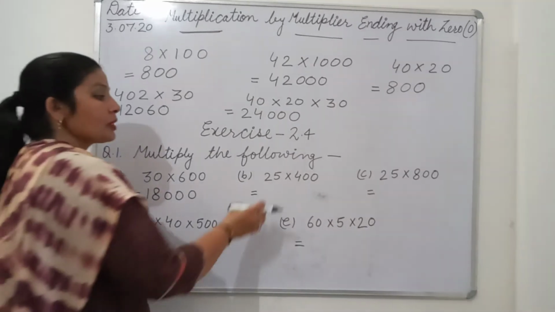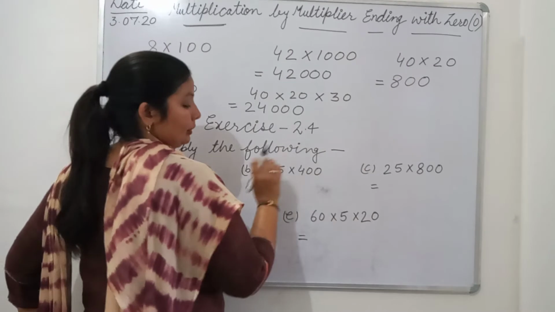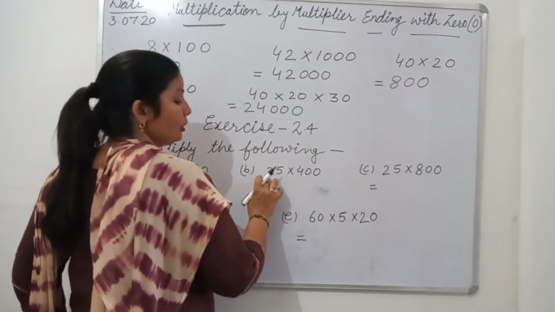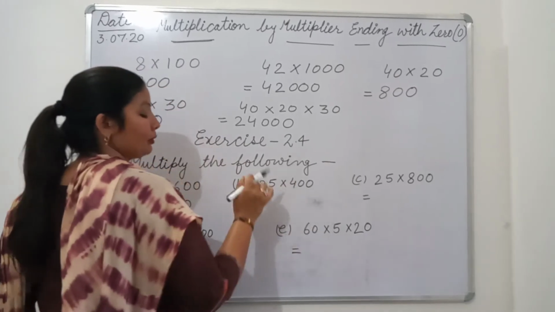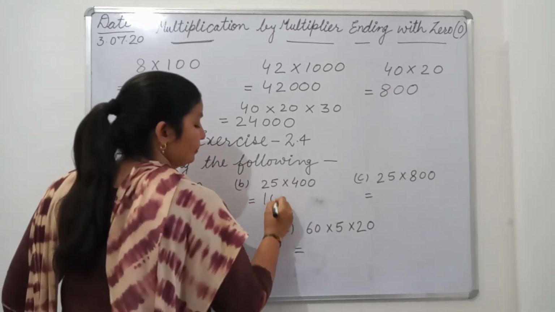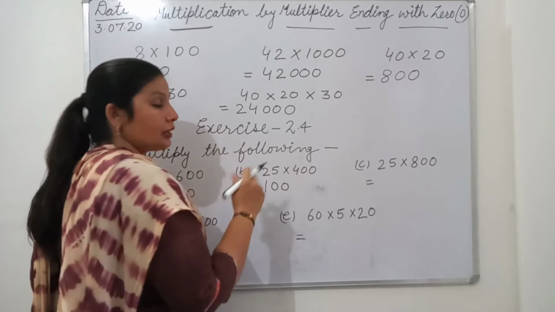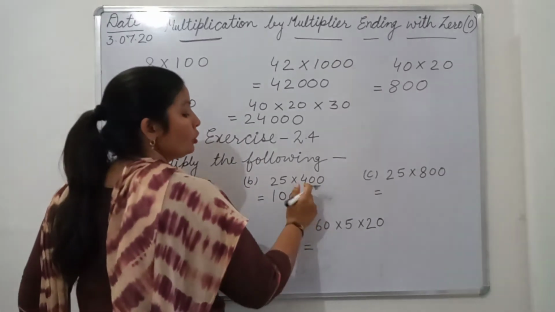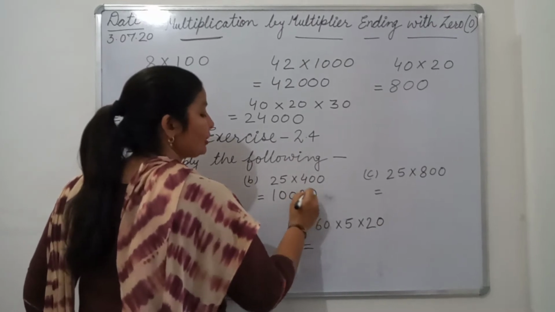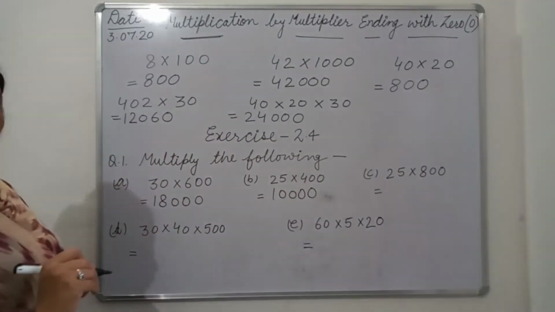Next, part B, 25 multiplied by 400. So first of all the non-zero digits. The non-zero digits are 25 and 4. So 25 multiplied by 4. 25 fours are 100. Now we should count the zeros. So in the multiplier there are 2 zeros. So we will take here 2 zeros. So what's your answer? 10,000.